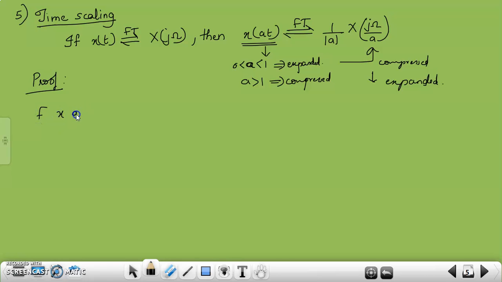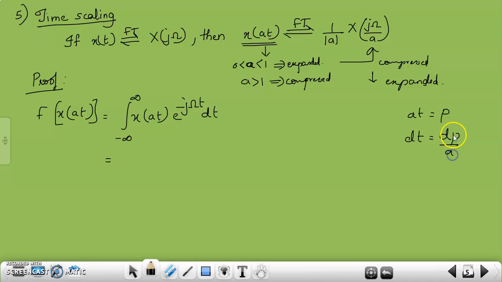The Fourier transform of x of at is equal to integral minus infinity to infinity x of at e raised to minus j omega t dt. And that is equal to, so here I am going to substitute at equal to p. Since at is equal to p, I can write dt is equal to dp by a. And the limits also, if t is equal to minus infinity, p is equal to at, which is same as minus infinity itself. And if t is infinity, then also p is infinity.